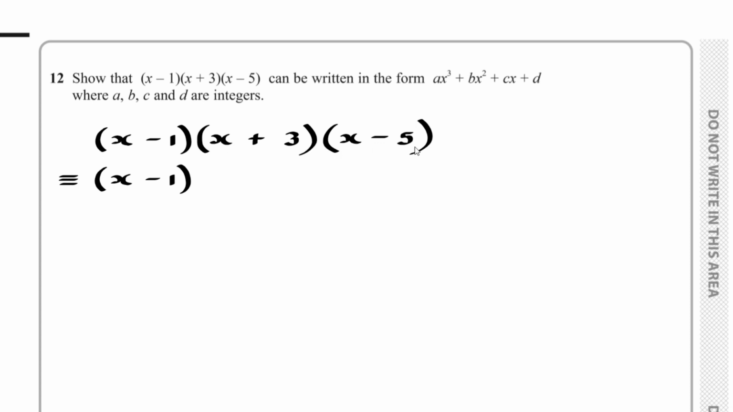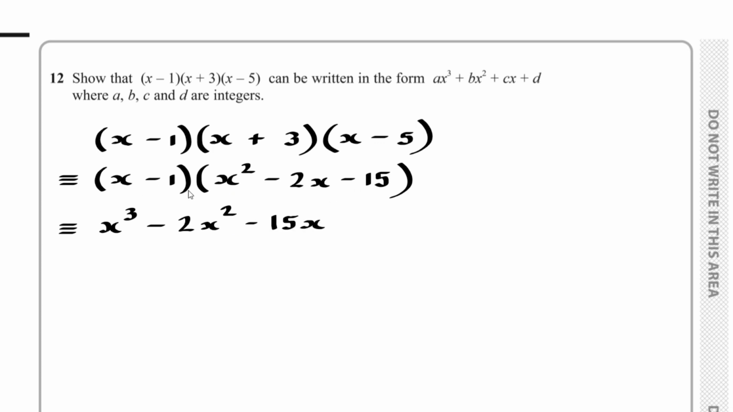Now x plus 3 times x subtract 5 is x squared subtract 2x subtract 15. So now I need to multiply each of these terms together. So we've got x times x squared, which is x cubed, x times negative 2x, which is negative 2x squared, x times negative 15, which is negative 15x, negative 1 times x squared, which is negative x squared, negative 1 times negative 2x, which is positive 2x, negative 1 times negative 15, which is 15.